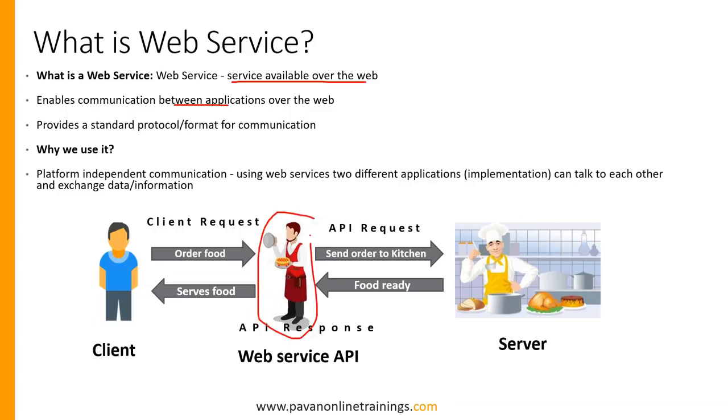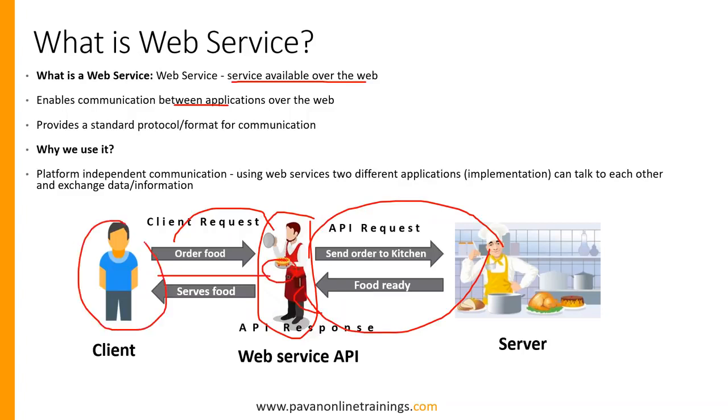So what this person is doing is taking the request from the customer and communicating the same request to the kitchen, and the cook is doing some process and then sending back the information, and the same food is getting to the server and being sent to the customer. So this is called a client, this is called a web service, and this is called a server. The client will request, the API request will go on, and the API will send the response. The same response will be sent to the client or customer. With this example, we can easily understand what is an API or web service.